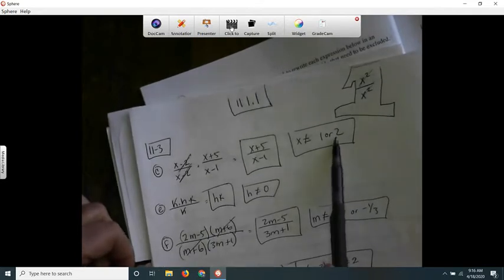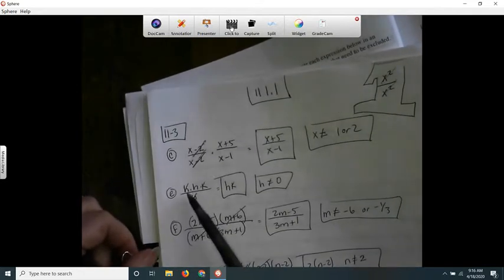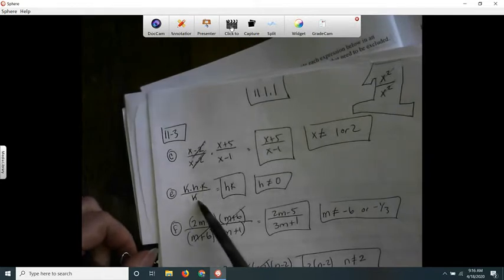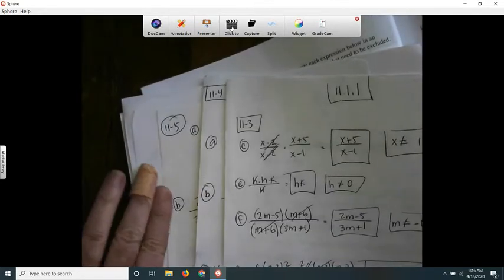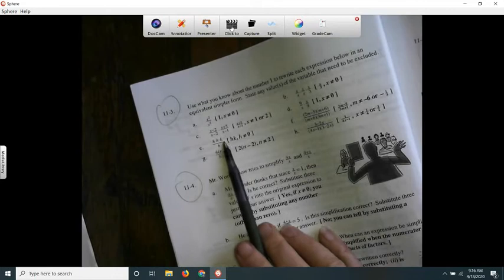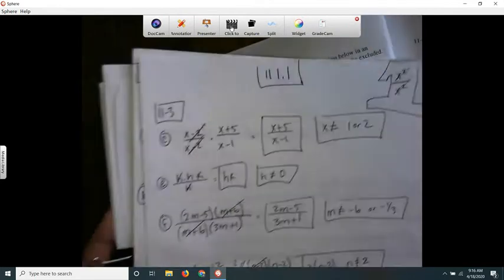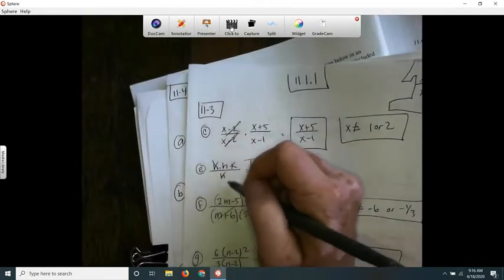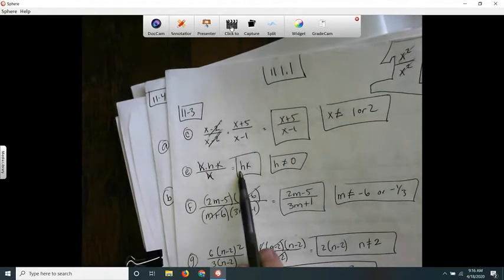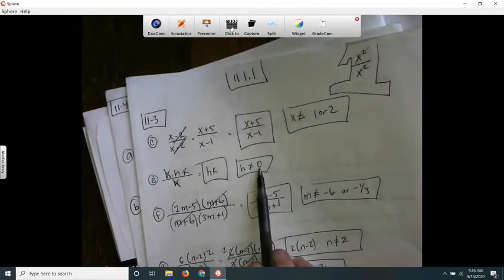So this one I had k times h times k all over h. Sorry, it's letter E. I had h times k over h. So I canceled out my h's because those are a giant 1, and then I just had hk. And h can't be 0 because that would have made a 0 denominator.